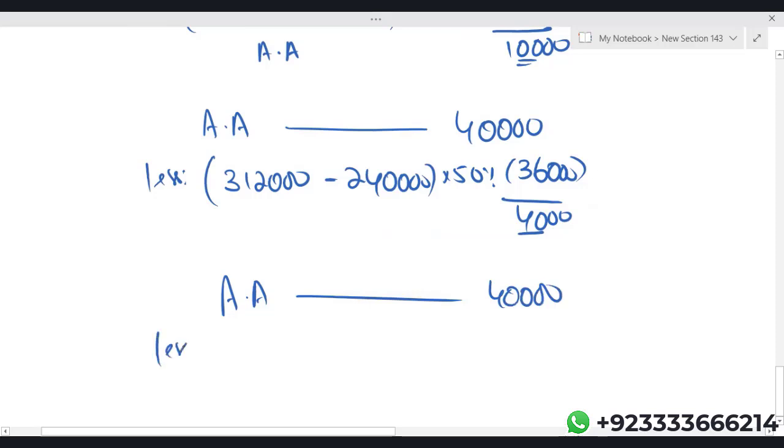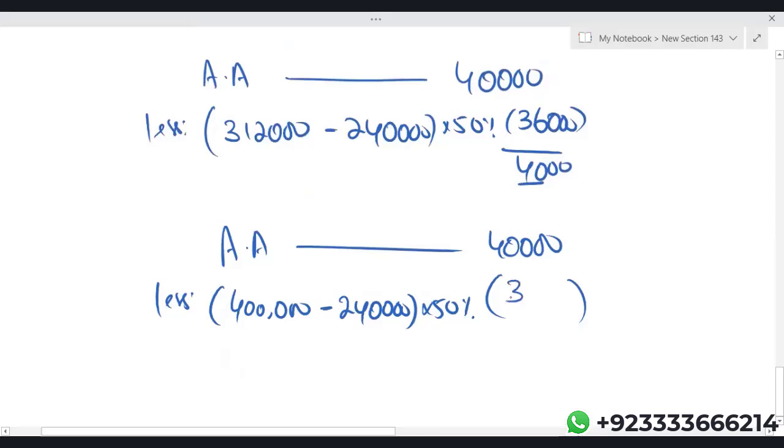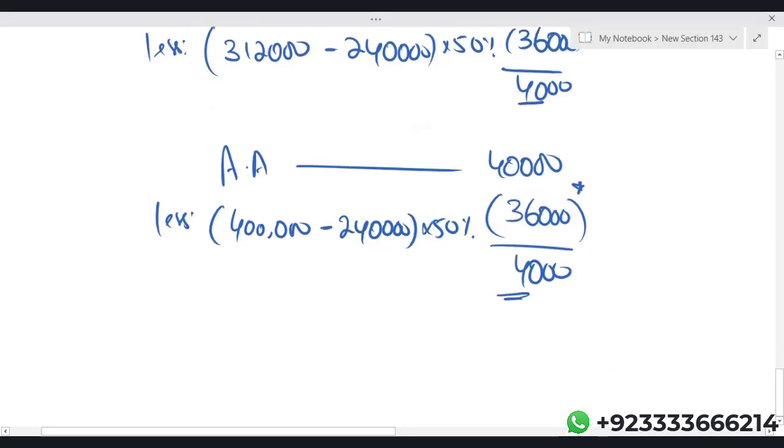Third, annual allowance is 40,000. Assuming individual is having adjusted net income, adjusted income 4 lakh, minus 240 into 50%. 400,000 minus 240 will give you 1,60,000. If you take 50% of that, it comes 80. But look at this, what I'm writing. I'm writing 36,000. Now listen. What is the interpretation of this?